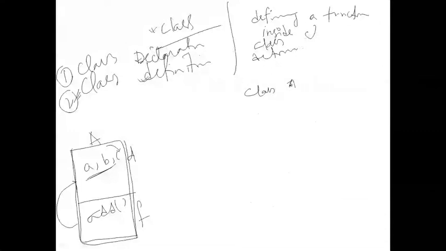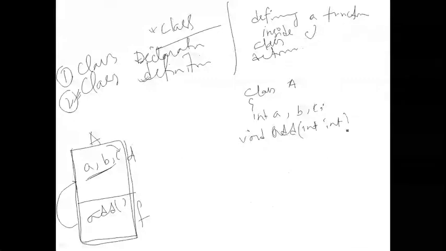Having a class called A, we declare the class and define it like this: int a, b and c. It's the same example, but now we will do another thing: void add with int and int. This is called the declaration of the function inside a class, but the definition is not inside the class. The class is over, with this data member and this member function, but the definition of the function is not inside the class. So we can define it outside.